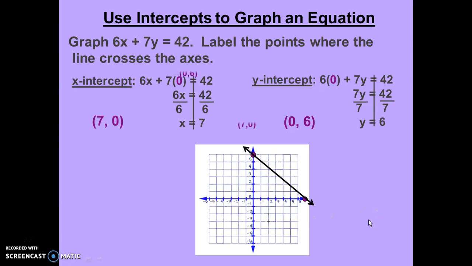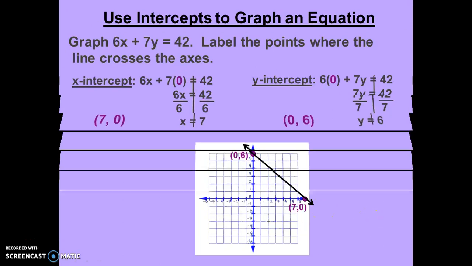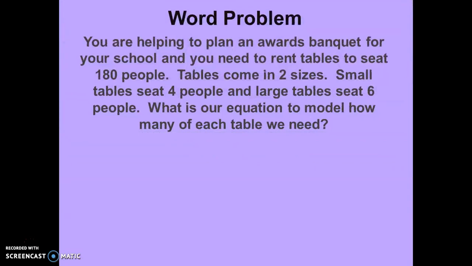All right, let's try one more example here, which is going to be a word problem. All right, you're helping to plan an awards banquet for your school, and you need to rent tables to seat 180 people. Tables come in 2 sizes. Small tables can seat 4 people.